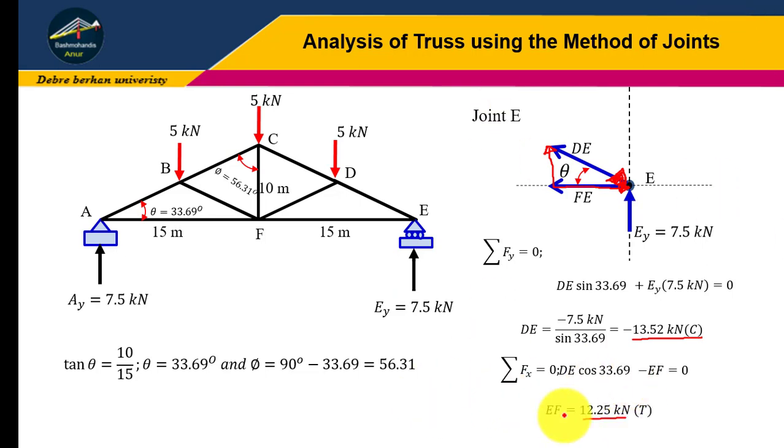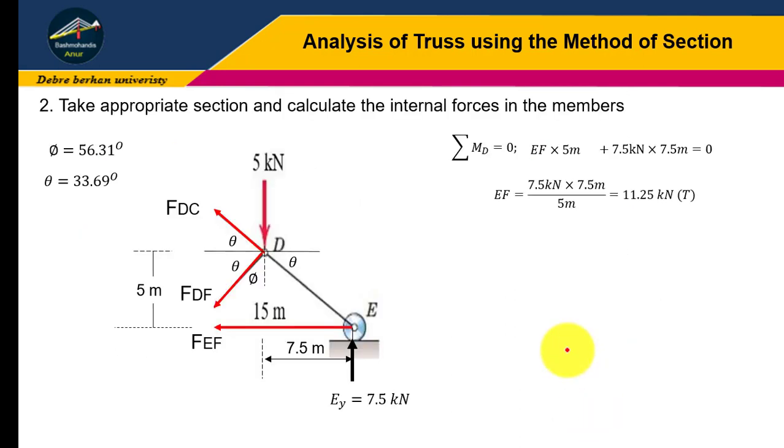But here, by the method of joints, let's check. Member DE is negative 13.5, so let's see, 3.69 degrees. Let us make the correction; see the example in the description box. I want to get EF equal to 11.5 kilonewton tension. Now let us find DC and DF, and write the equations of equilibrium.